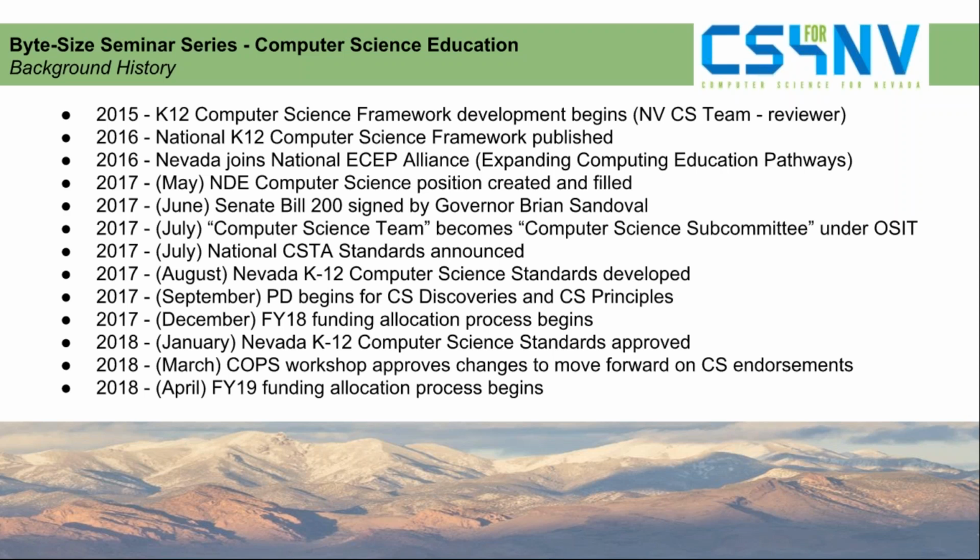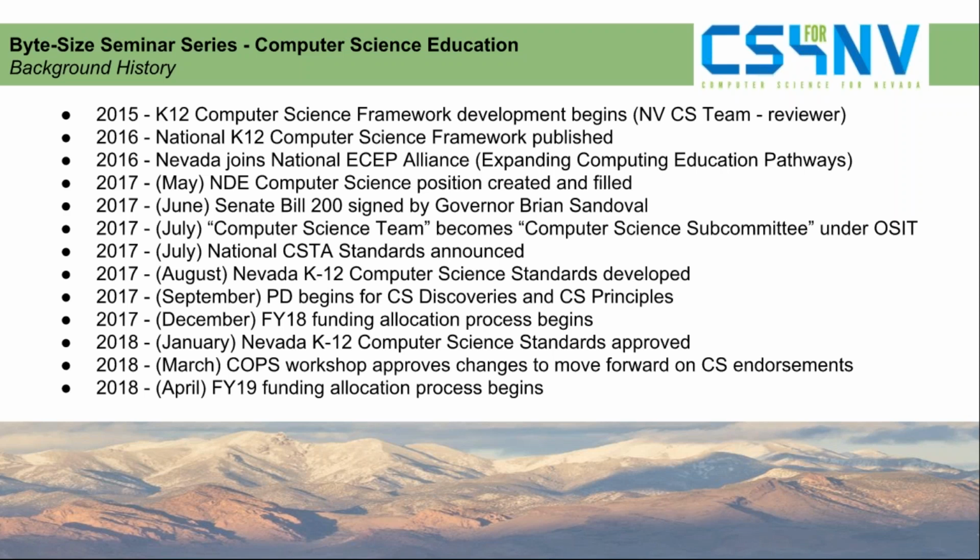In September of last year, professional development began for computer science discoveries, which is at the middle school, and computer science principles, which is at the high school. We also have a computer science fundamentals training that's actually been going on in the state for just about 4 years now. So we have been providing professional development for our folks for a while. In December of last year, that FY18 funding allocations went out. One of the things that Senate Bill 200 has provided is funding for the biennium. So we have this fiscal year 18, and then we have another allocation that I'll talk about in a minute that's coming out for FY19.